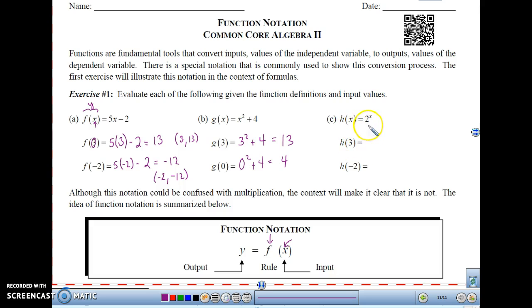So h of x is 2 to the x. Why don't you see if you can figure this one out, and we'll go over it in class in the next one. So h of x equals 2 to the x, figure out what h of 3 is, and what h of negative 2 is. And be very careful, see if you remember how to do a negative exponent when you're doing this one.